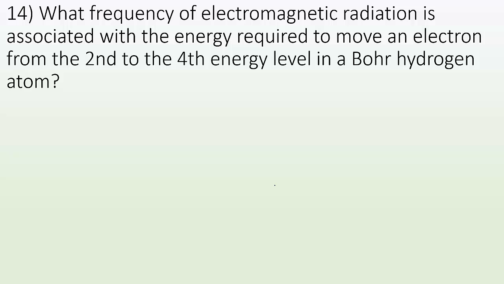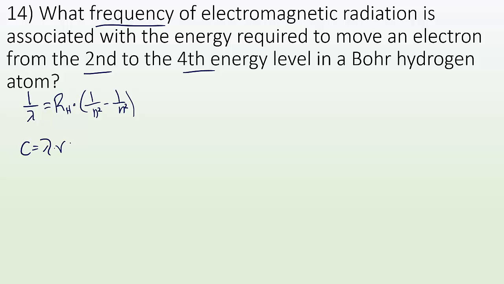14. What frequency of electromagnetic radiation is associated with the energy required to move an electron from the second to the fourth energy level in a Bohr hydrogen atom? We're going to need a different equation. I'll start with 1 over lambda equals Rydberg's constant times (1 over n squared minus 1 over n squared). But they don't want wavelength, they want frequency. Hopefully I know another equation that has wavelength and frequency together, and I do: c equals the wavelength times the frequency.